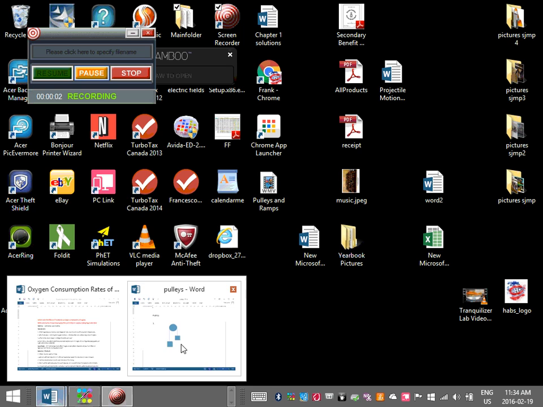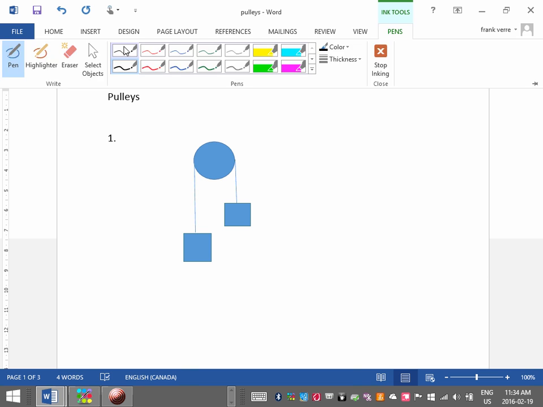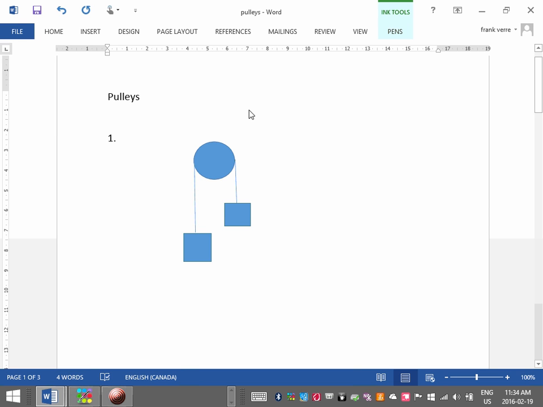Okay, so let's start with a really simple system here. This is a pulley system, and again, we have to make some assumptions. We're going to assume that there is no friction in the system. So one assumption is no friction, and the other assumption is that the string is massless. Okay? So these are the two assumptions that we're going to make.